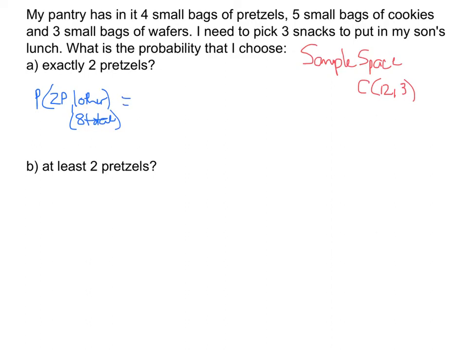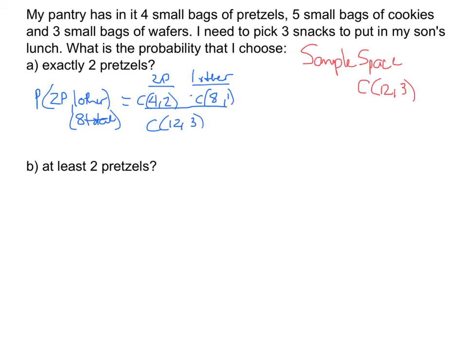So the probability of 2 pretzels and 1 other, well, we know our denominator. We just said our sample space is C(12, 3), the combination of 12 things taken 3 at a time. And if we want 2 pretzels, we have 4 to choose from, and we're going to pick 2 out of the 4. And then we need our third snack, our 1 other snack. We have 8 to choose from, and we need 1 out of the 8. Notice, the other snacks can only be from the cookies and the wafers. They cannot be pretzels, because then we wouldn't have exactly 2 pretzels.